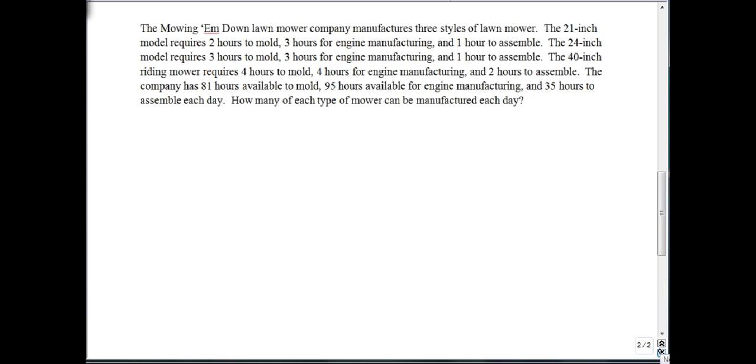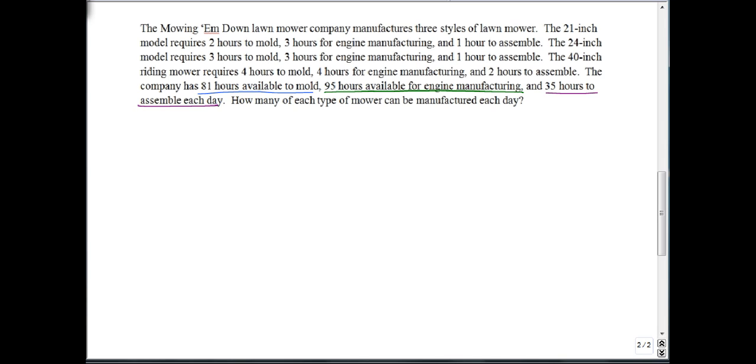So here's our example. The Mowing 'em Down Lawnmower Company manufactures three styles of mower. The 21-inch model requires 2 hours to mold, 3 hours for engine manufacturing, and 1 hour to assemble. The 24-inch model requires 3 hours to mold, 3 hours for engine manufacturing, and 1 hour to assemble. The 40-inch riding mower requires 4 hours to mold, 4 hours for engine manufacturing, and 2 hours to assemble. The company has 81 hours to mold, 95 hours available for engine manufacturing, and 35 hours to assemble each day.